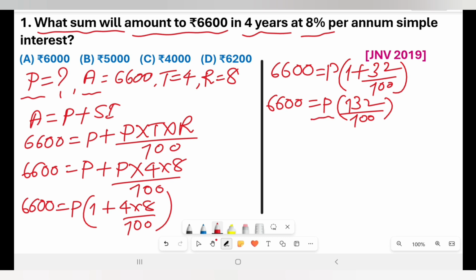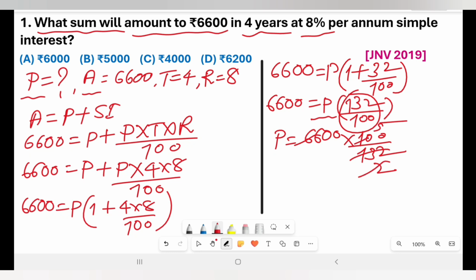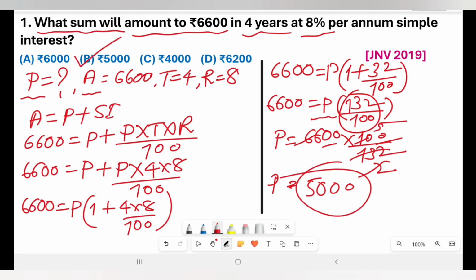Here P is the value we have to find out, so keep P on one side and transfer all the terms to the other side. If we transfer 132 divided by 100 to the other side, it will become 6,600 into 100 divided by 132. So 6 twos are 12, and 2 fives are 10. Two zeros are left, and on the other side it is 5 and 0. So 5 and 0 and 2 zeros in the first term, so it is 5,000. So B is the right answer.